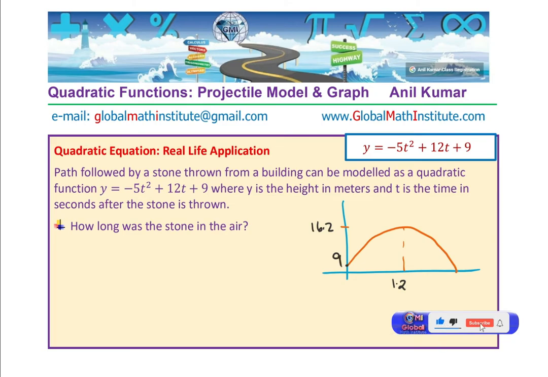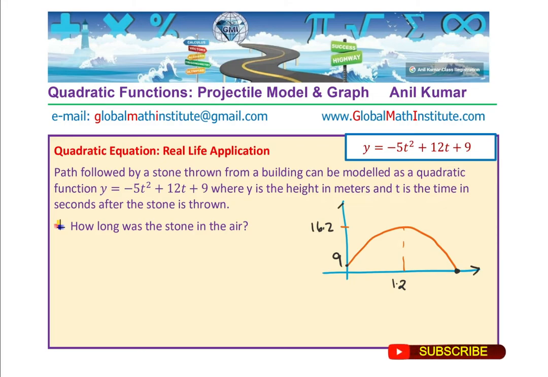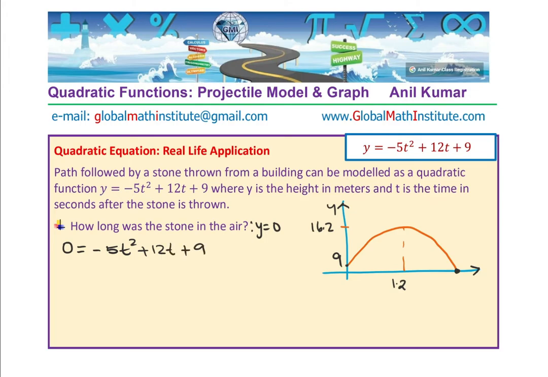Now, when we say, how long was it in the air? That means we have to figure out, when will it strike the ground? So that's the point. Now, at this point, height is going to be 0. So y equals to 0, right? Substitute y equals to 0 in the given equation. We get minus 5t squared plus 12t plus 9. Now that is a quadratic equation which you need to solve.